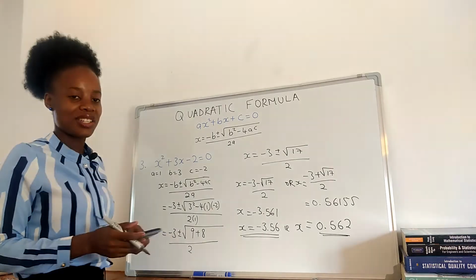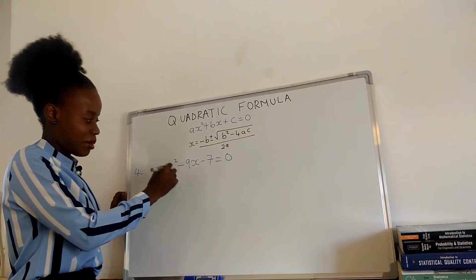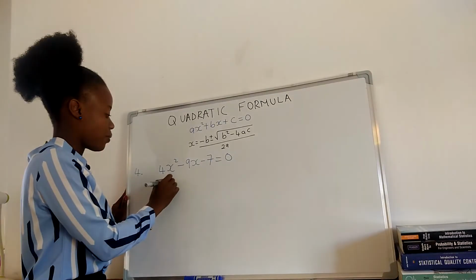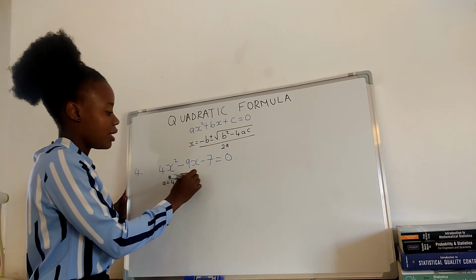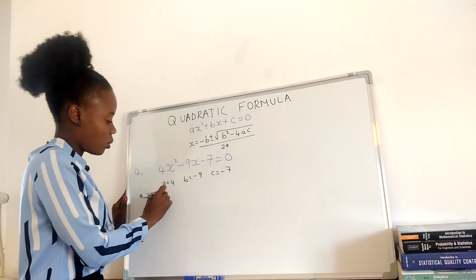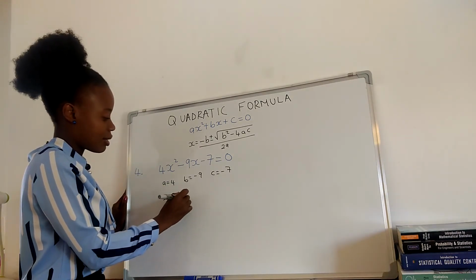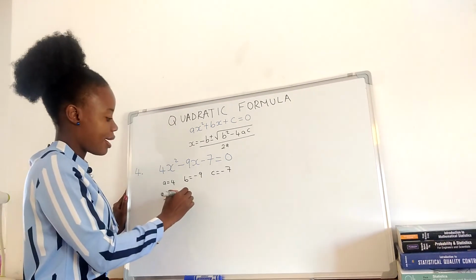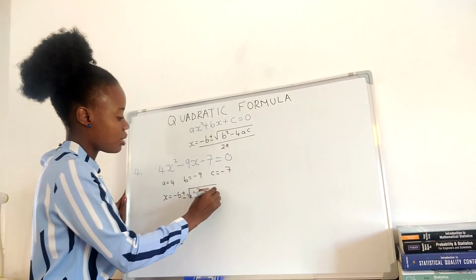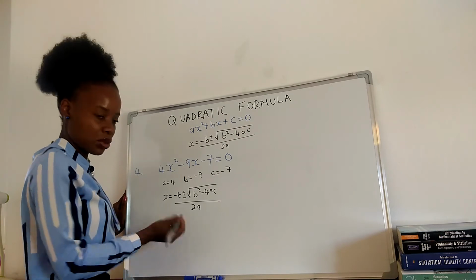Okay, now let's get to number 4. Number 4, we have 4x squared minus 9x minus 7 equals 0, where a is 4, b is negative 9, and c is negative 7. You know the quadratic formula. State that x equals negative b plus or minus square root of b squared minus 4ac all over 2a. After this you substitute.